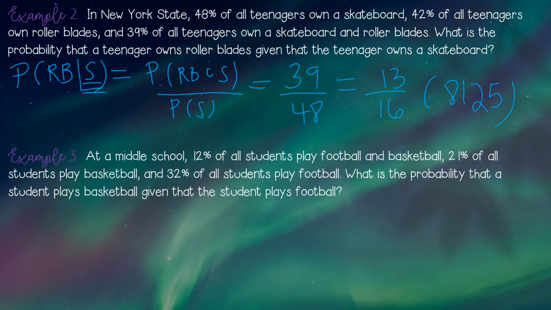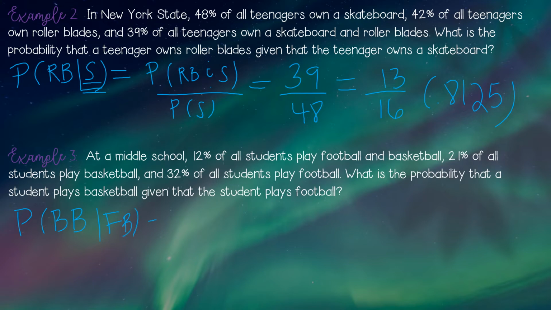All right, example 3 is similar. Again, you got to read really carefully to figure out what it is you're trying to find. So at a middle school, 12% of all students play football and basketball, 20% of all students play basketball, and 32% of all students play football. What is the probability that a student plays basketball given that they play football?